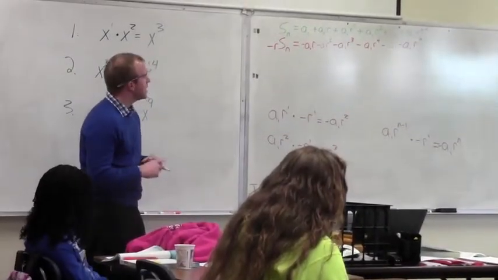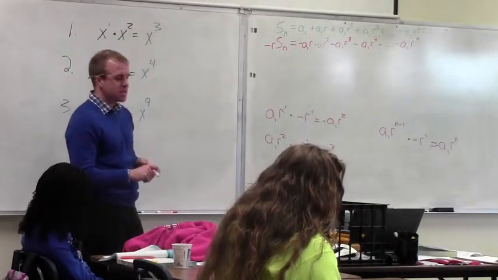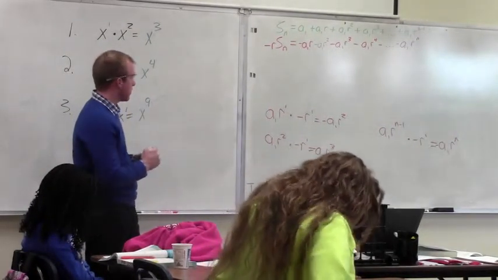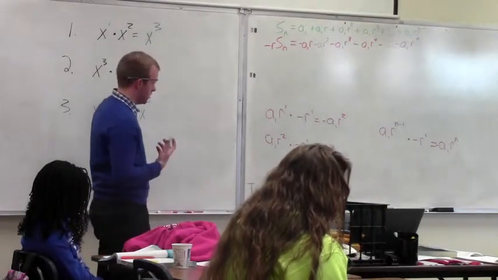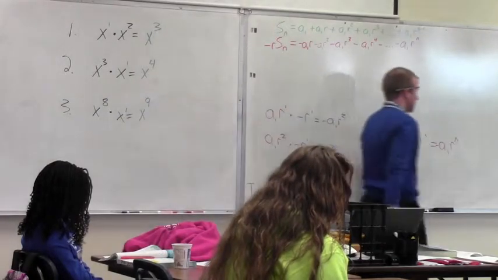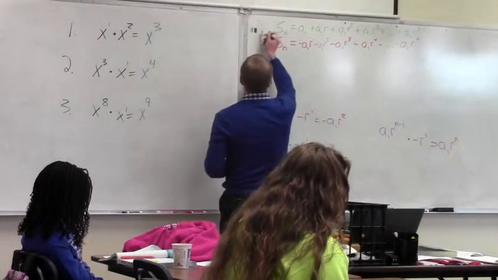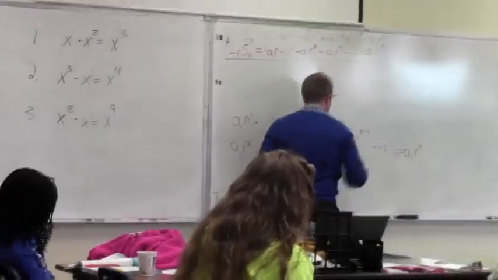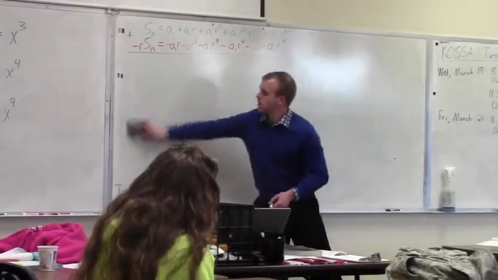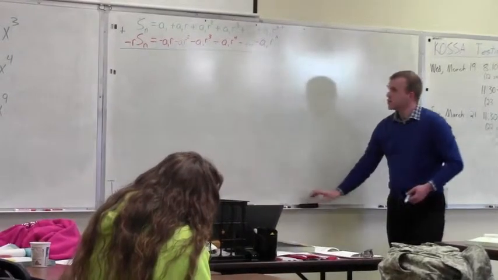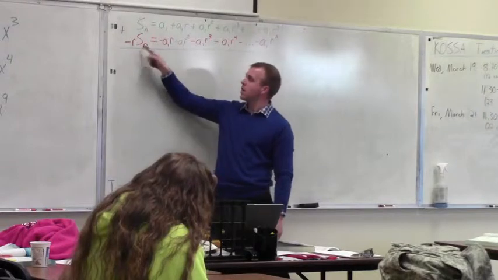All right, so we wind up with this. Now that we've multiplied the equation by negative r, we're going to add them together. I'm going to put a plus up here. I'm going to erase all our work because we're going to need room. So S sub n, let's just do the left side first: S sub n plus negative r S sub n.